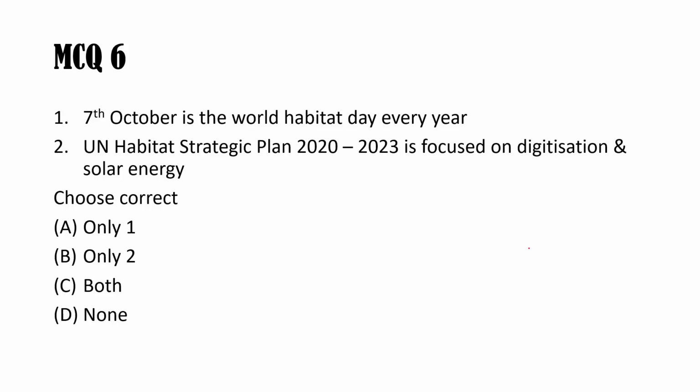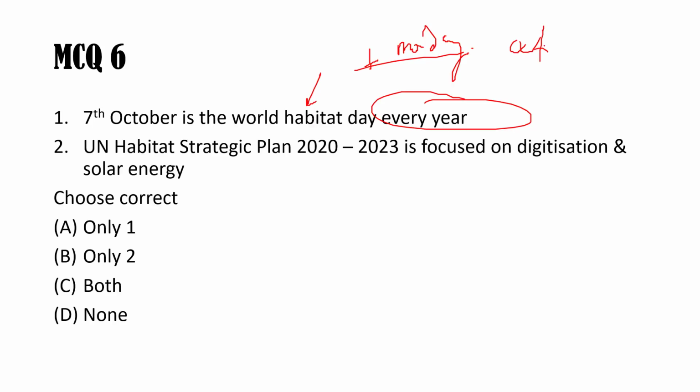Next, 7th October. It's an important date. Yesterday I told you that they have declared it as World Cotton Day. This year World Habitat Day was also on 7th October. But it doesn't come every year on 7th October, because the main rule for World Habitat Day is the first Monday in October. So it may come on any date from 1 to 7. This time 7th October was the first Monday of October.